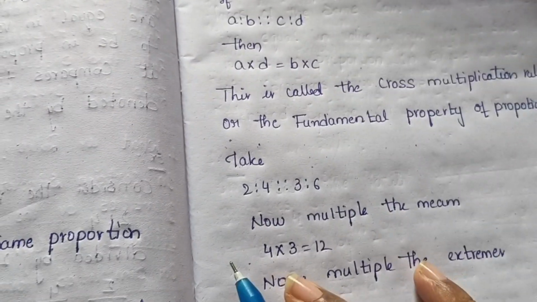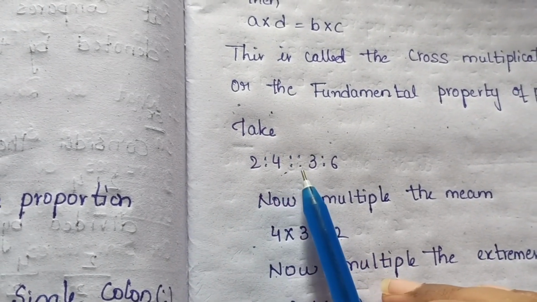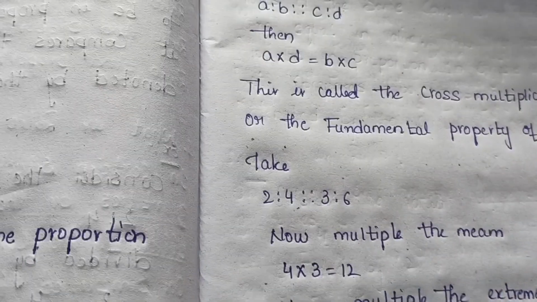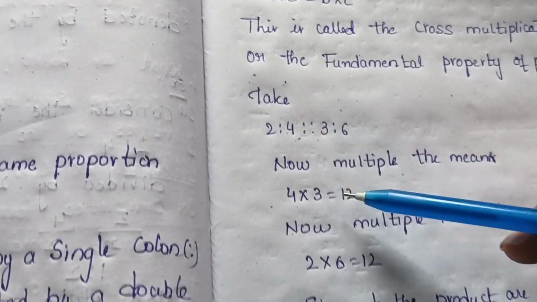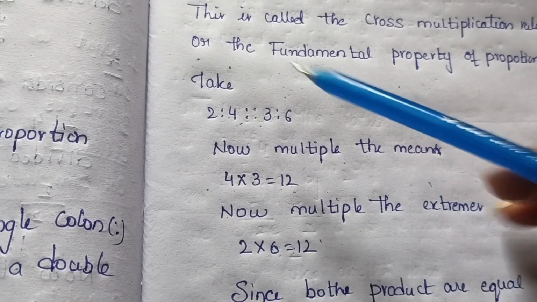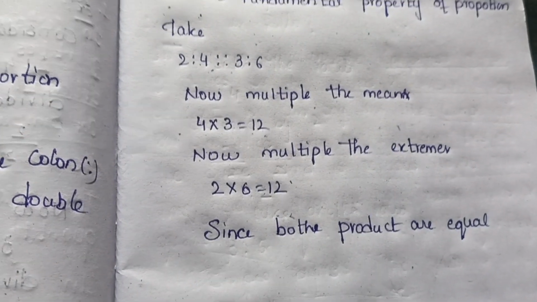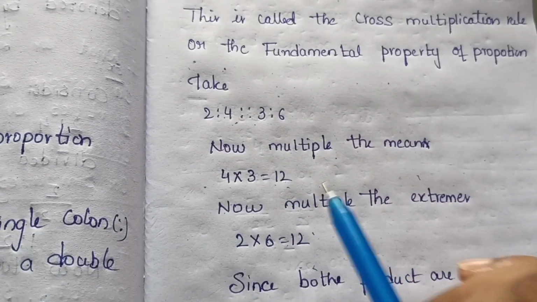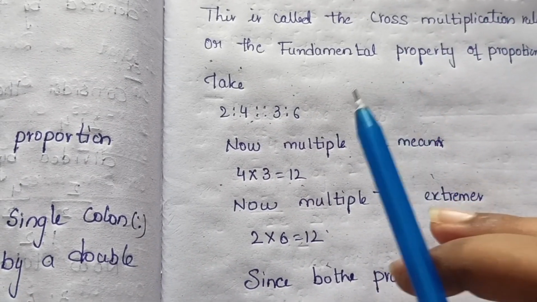Let's verify it. Take 2:4 double colon 3:6. Now multiply the means: 4 into 3 is equal to 12. Next, multiply the extremes: 2 into 6 is equal to 12. Since both products are equal, the given ratios are in proportion, and this trick is used in almost every aptitude exam to check whether two ratios are in proportion.